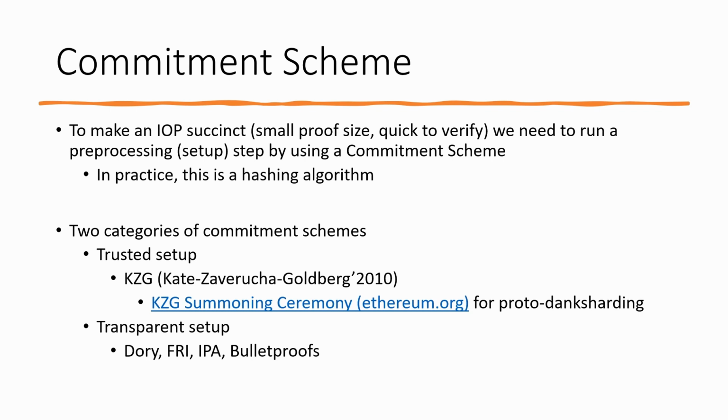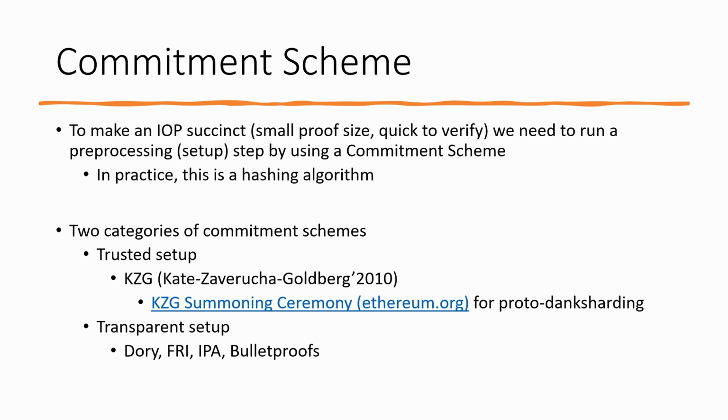There are two broad categories of commitment schemes. The first are trusted setups. Trusted setups are trusted because there's a magic number that is used as part of the setup step. You have to trust that the magic number is destroyed and forgotten after setup, because if the magic number gets leaked, then a lying prover can prove false claims. The most popular example of a trusted setup commitment scheme is KZG. KZG was used for Ethereum's proto-danksharding feature, and the summoning ceremony was a way to create and destroy the magic number in a decentralized way.